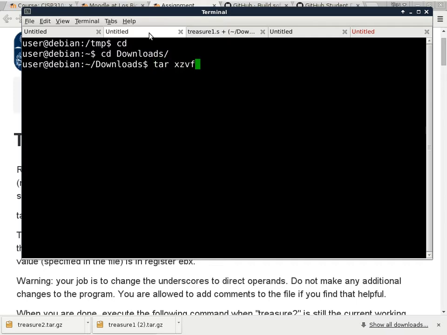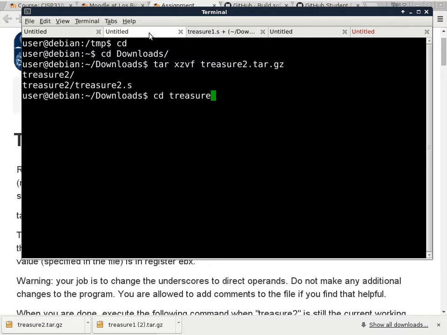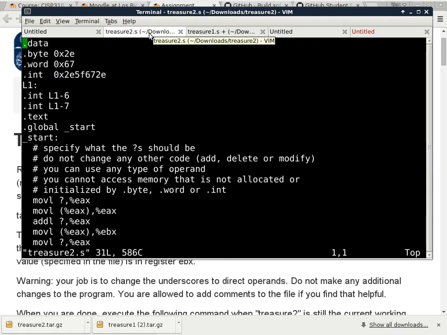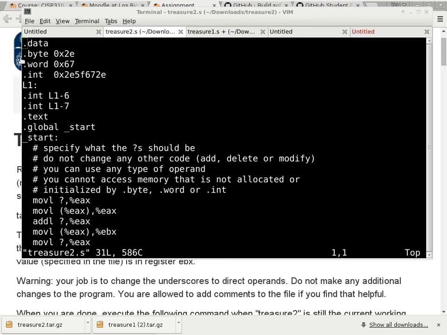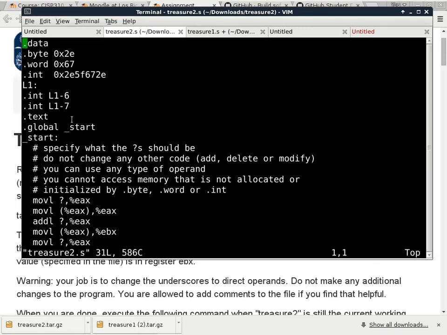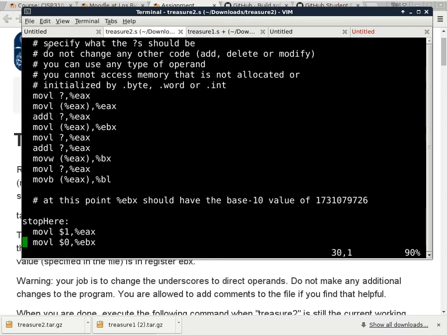So once again, tar xcvf treasure2.tar.gz. Go to treasure2, and it has treasure2.s. And it's almost exactly the same. In fact, I was so lazy, I kept using the same thing as the beginning of the entire thing. The only difference is here. The value of EBX after the entire sequence of instructions is supposed to be this number, and this time you already know that you have to convert it into hexadecimal first to look for the byte patterns.